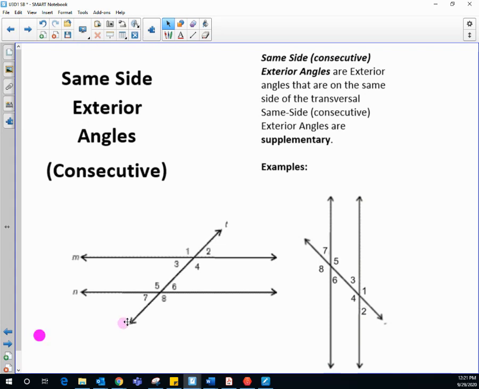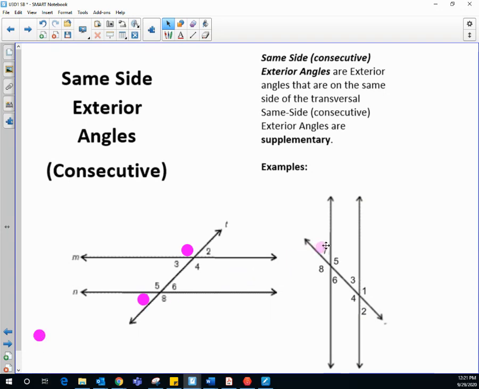So I'm going to pick an angle on the exterior. So let's say I pick 7. Now I need to be on the same side of the transversal, so it's one of these, and it has to be on the exterior. So angle 1. And that looks the same way.